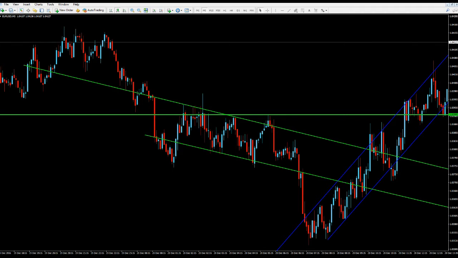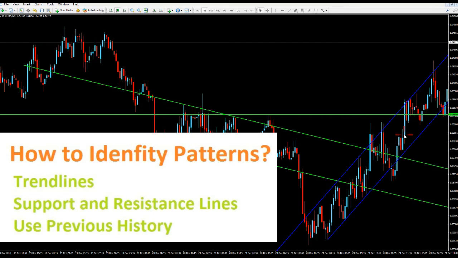Next question, how to identify patterns? It's easier to go back and draw lines and say, oh look, there was a pattern, rather than recognizing or being able to plan for future patterns. How do you do that?